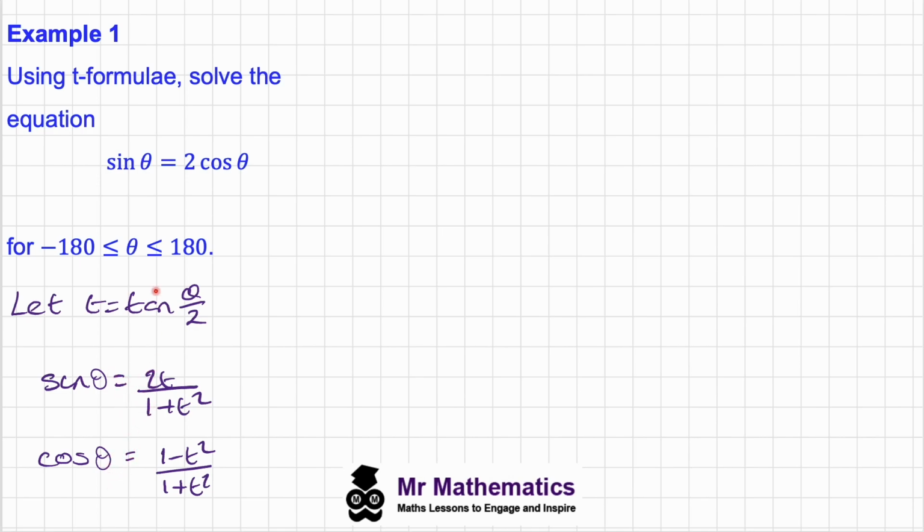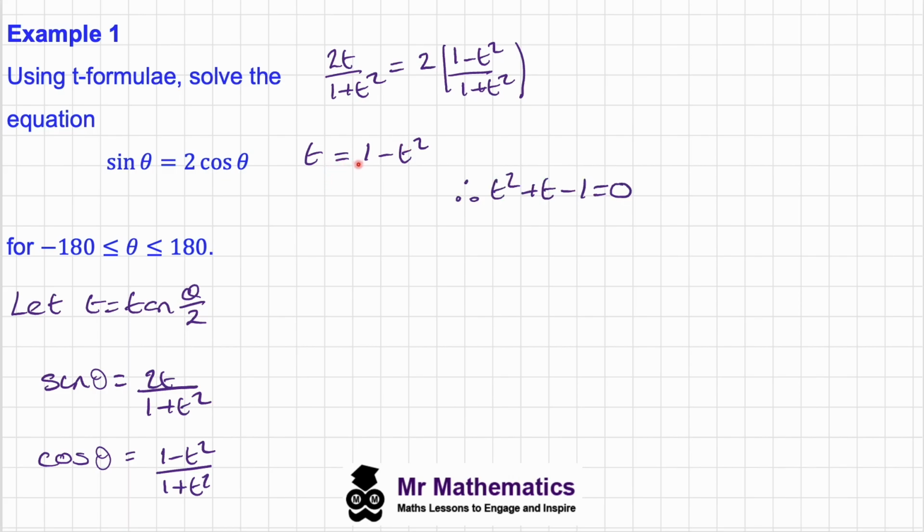Now we have these, we can substitute them into our equation. So we have sine theta is equal to 2 times cos theta. You can see that we can divide both sides of this equation by 2, cancel the 2s out, and multiply both sides by 1 plus t squared, so this will cancel with this one. Now we have t is equal to 1 minus t squared. And we can solve this quadratic by making it equal to 0. Therefore, t squared plus t minus 1 will equal 0.